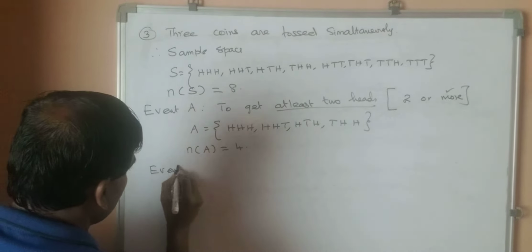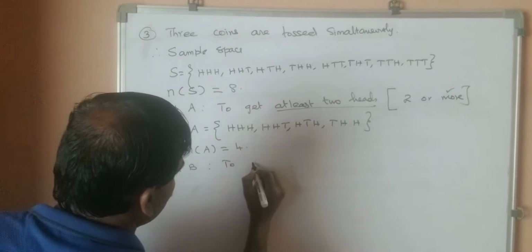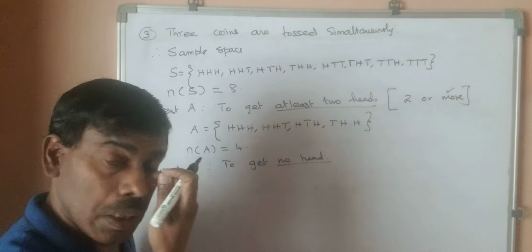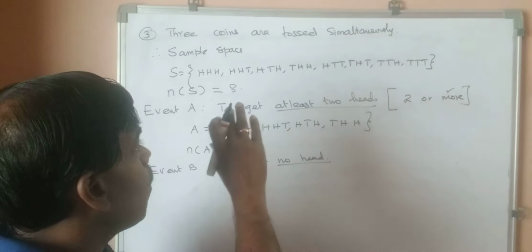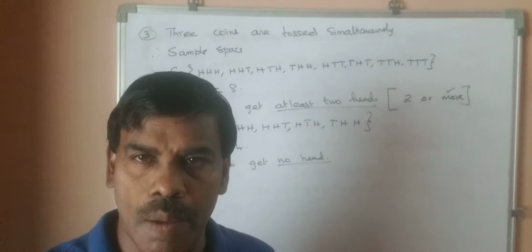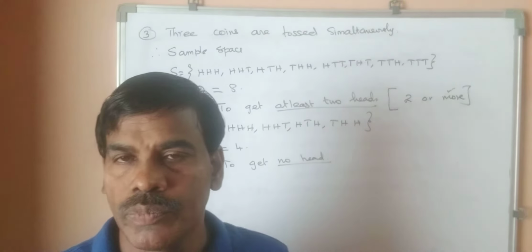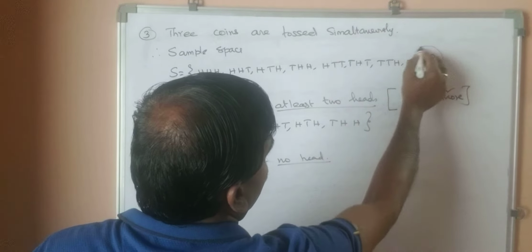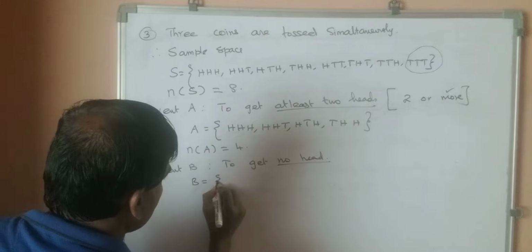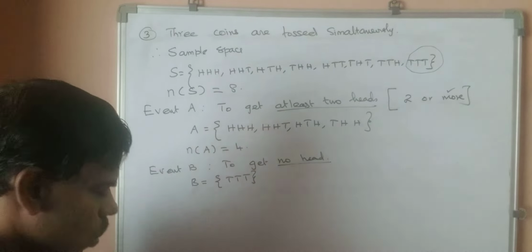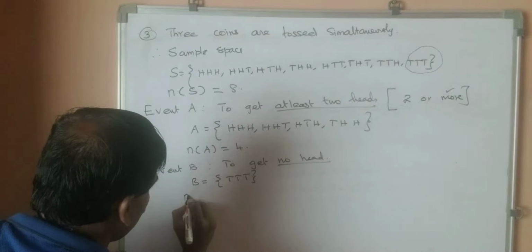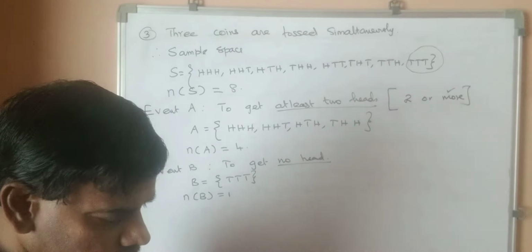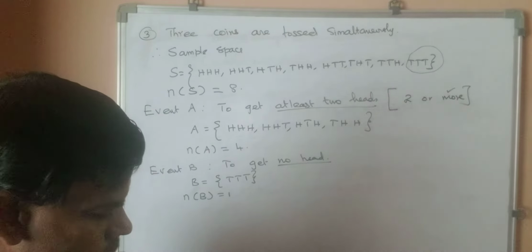Now next one, Event B: to get no head. That means whatever possibilities are available in the sample space, you should get no head. No head means you should have only tails. So what are the possibilities? See here, B equal to T, T, T. So how many elements are there? 1. Therefore sample point is 1. Followed?